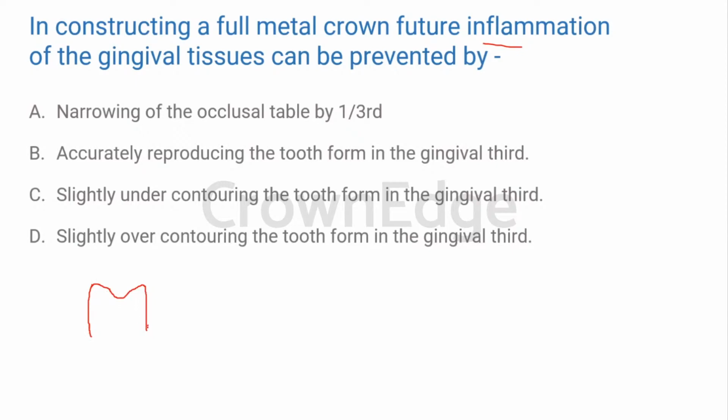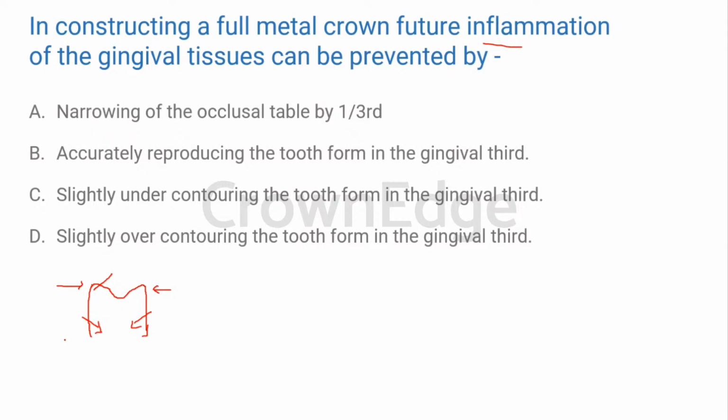Now the question is limited to your gingival tissue, so gingival third. So the question is, can we narrow the occlusal table by 1/3? So we can just reduce this, or do we make it in the same form like how it exists, or do we push this slightly more inside in the gingival third, or do we over contour it? So we prepare more and not prepare less with respect to the gingival third. So these are your four options. How do we prevent a future inflammation of your gingival tissue?